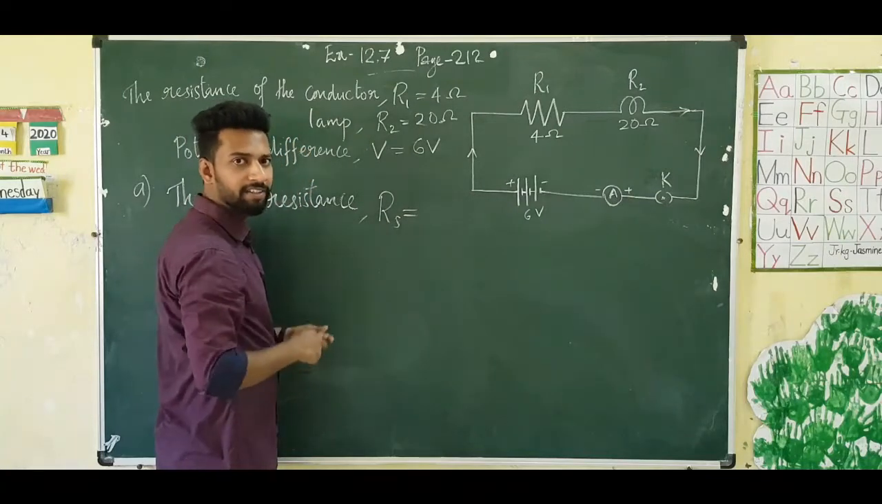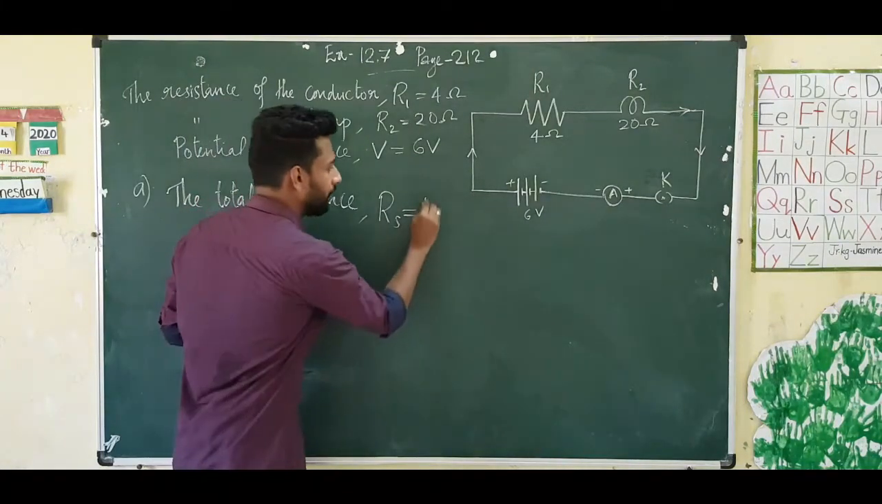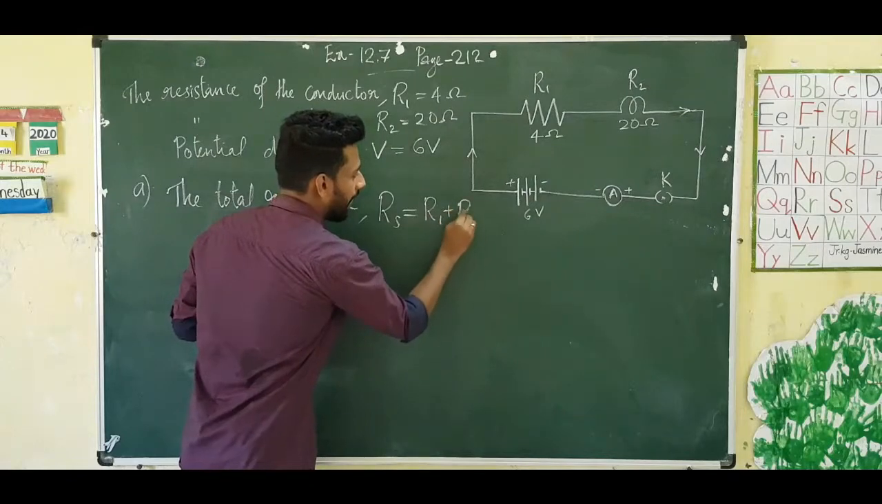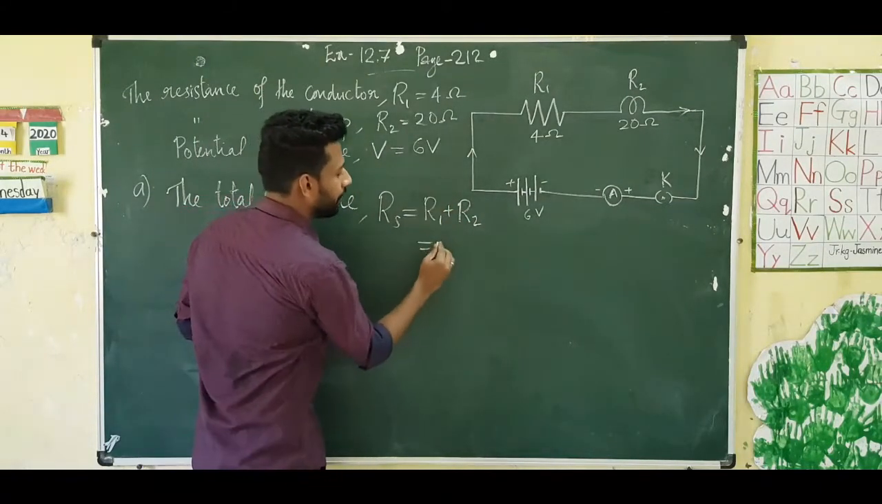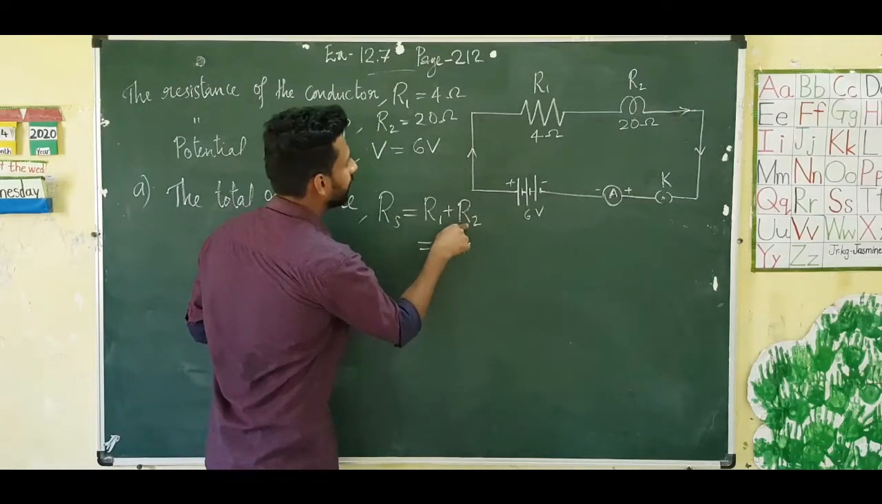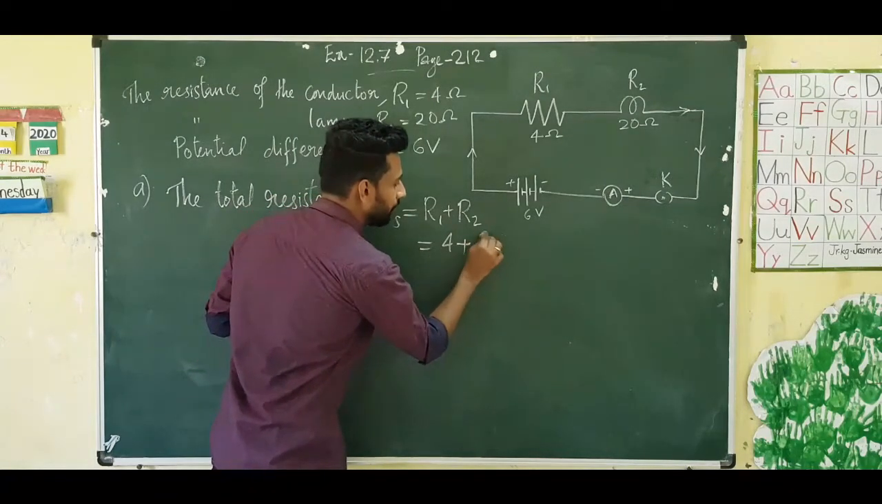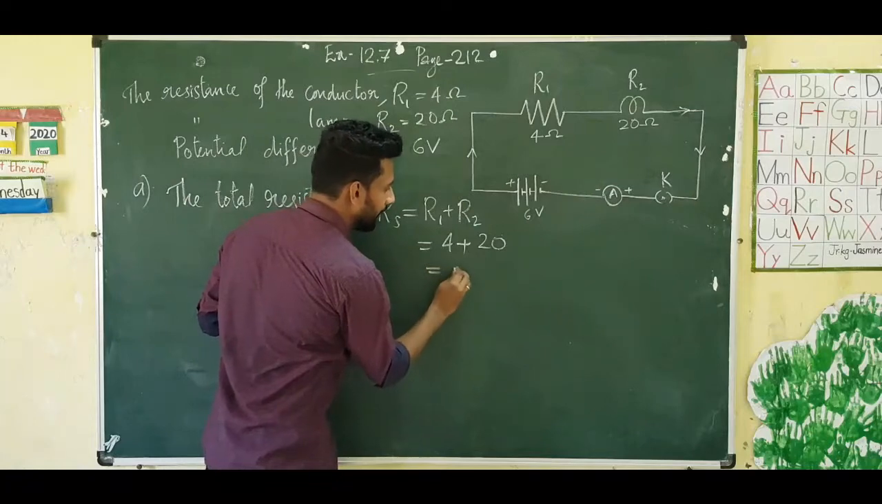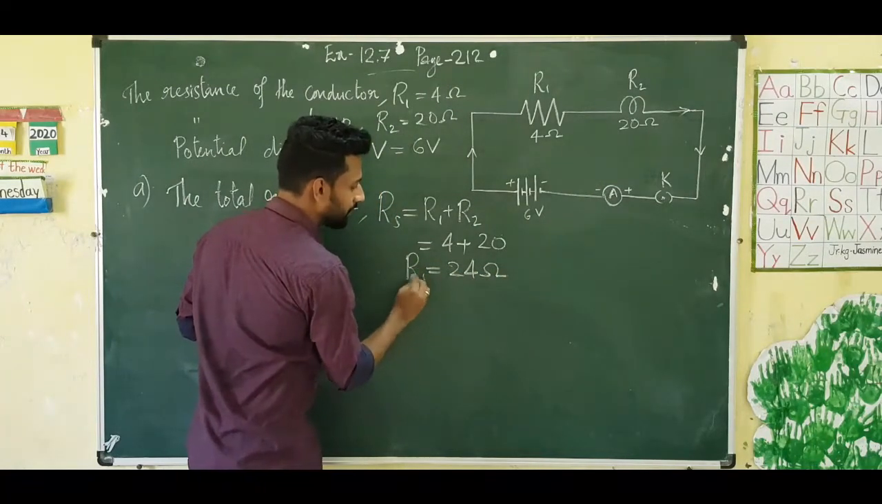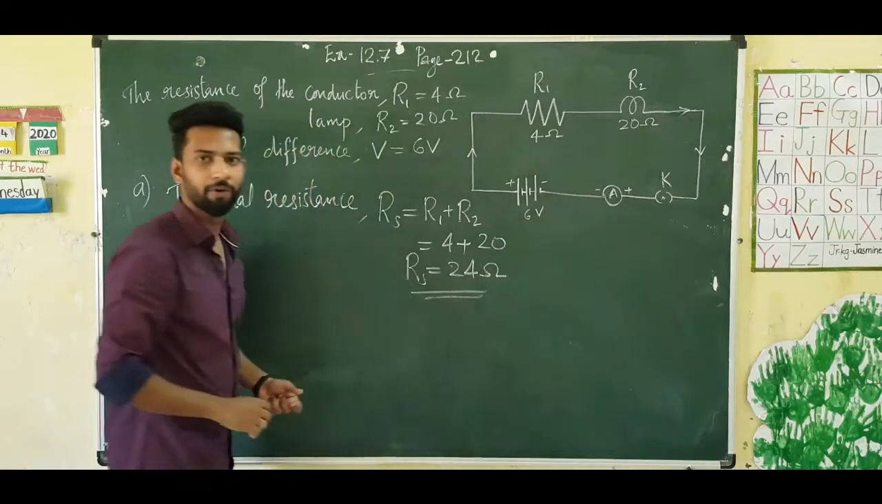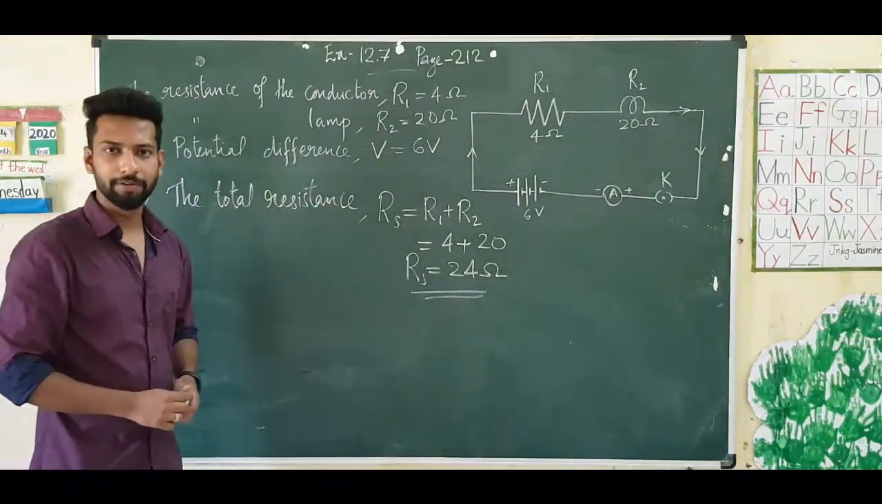Here two resistors are there. You have to just find the sum. Rs equal to R1 plus R2. Now substitute the values. Here R1 equal to 4 ohm, 4 plus, then R2 equal to 20. Then our answer will be 24 ohm. So the total resistance of the circuit is equal to 24 ohm. So we have the answer for the first sub question.